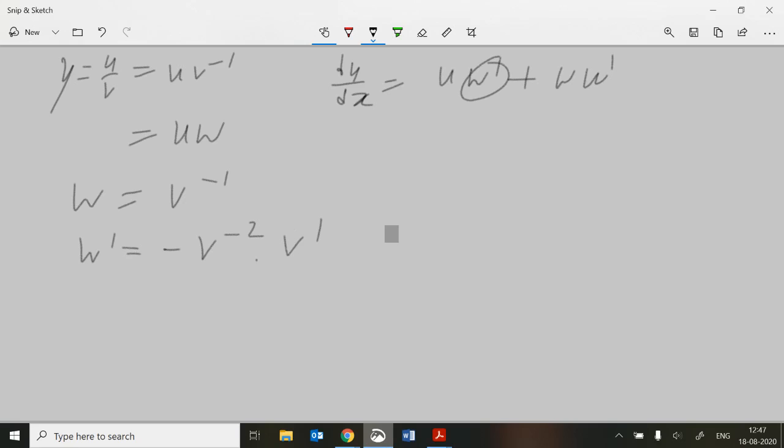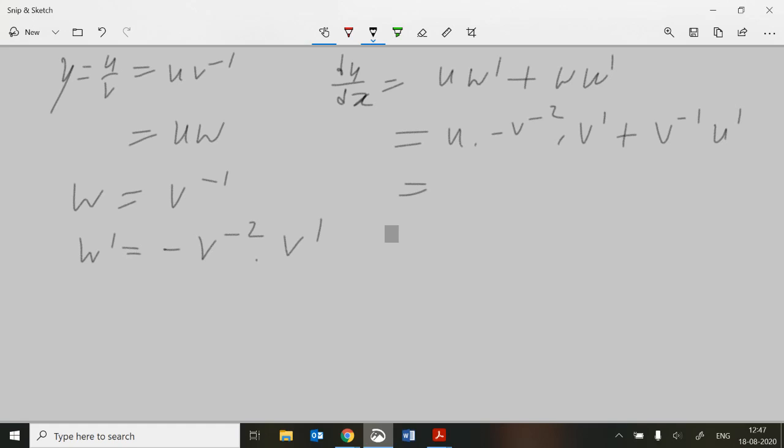Now, when we put that back into here, we're going to get u times minus v to the minus 2 by v dash plus v to the minus 1 u dash. We're just putting back in our u dash, and w was defined to be this, so put that in there as well. Okay, now let's tidy this thing up. We should get the same answer as quotient rule.